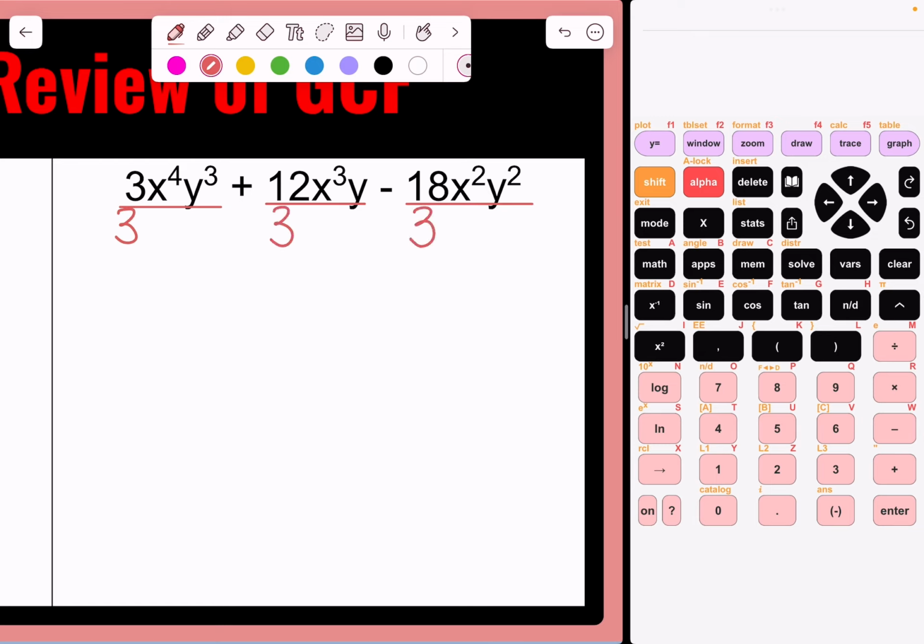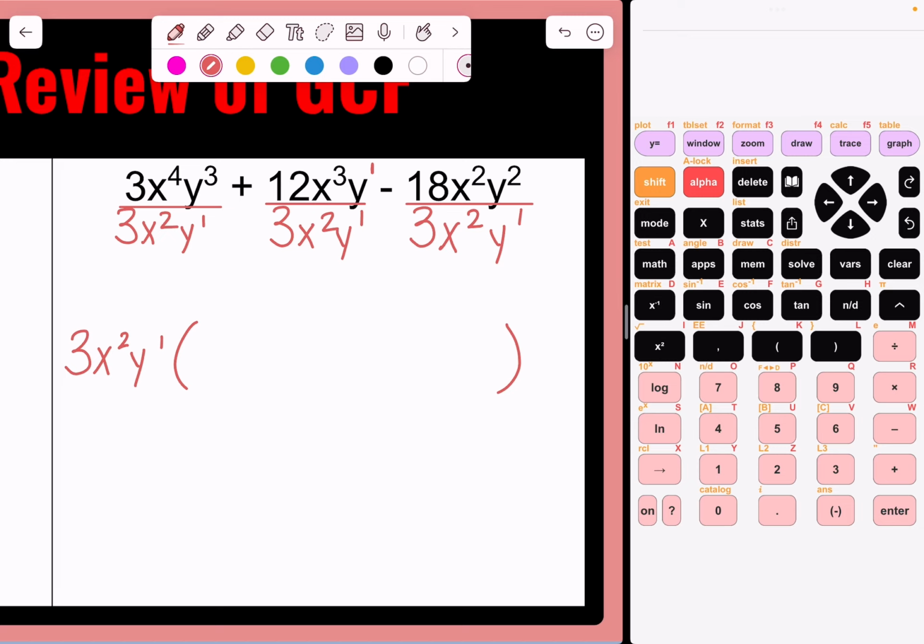Then all of them have the x. And x to the fourth, x to the third, x squared. So the smallest one is x squared. Then all of them have a y. Y to the third, y to the first, y squared. So the smallest one is y to the first. All right, let's write that down. 3x squared, y to the first.